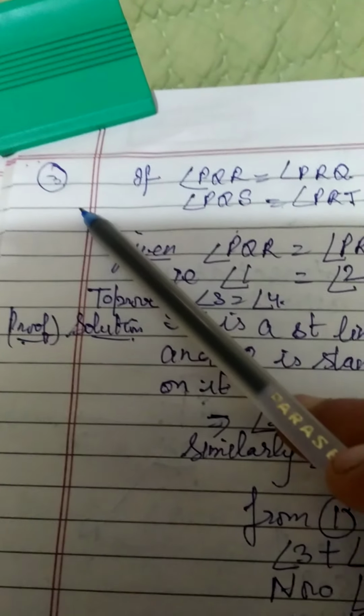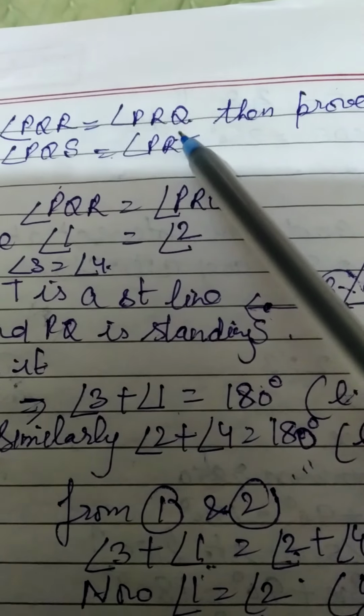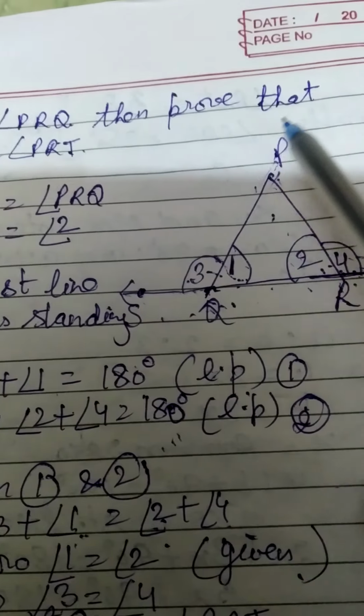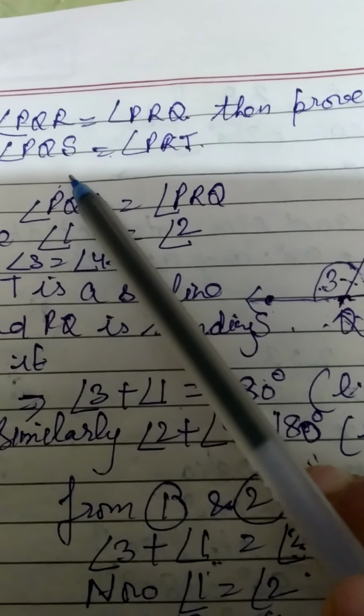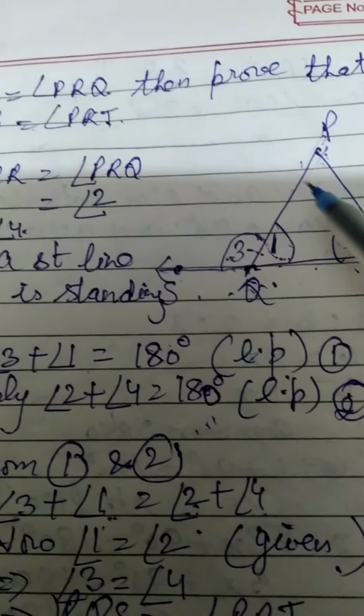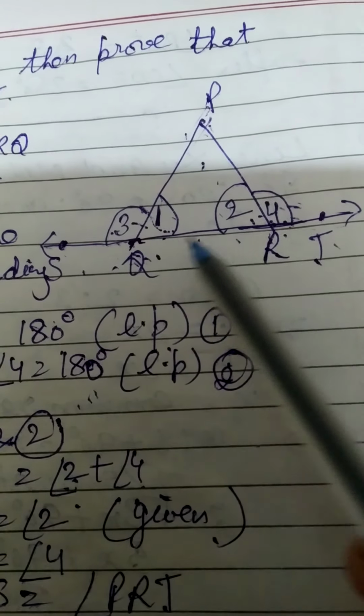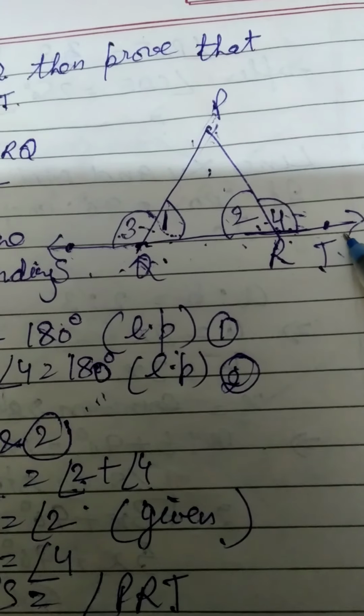Next question is question number 3. If angle PQR is equal to angle PRQ, then prove that angle PQS is equal to angle PRT in the given figure. See here, angle PQR. This is the figure given. PQR is a triangle and ST is a straight line.